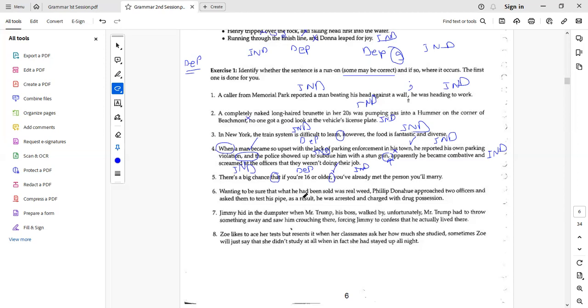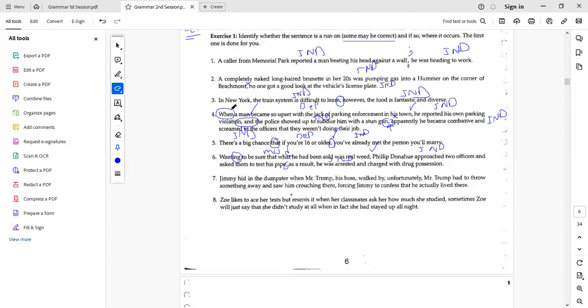She said we have to put semicolon here in this part. Let's find. Wanting to be sure what he had been sold was real weed. This is a modifier. After the comma is right. Philip Don approached two officers and asked them to test his pipe. As a result, he was, this independent and this independent. So between them, it must be comma fanboys or semicolon full stop. Perfect. Myrna. Number seven. Hala.